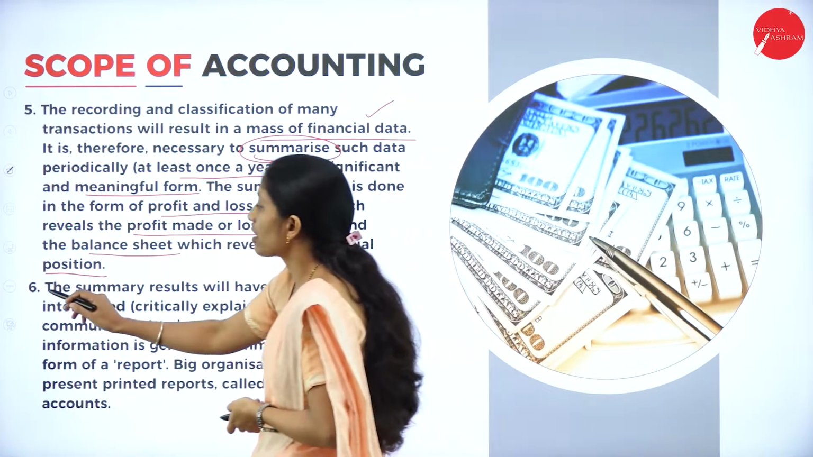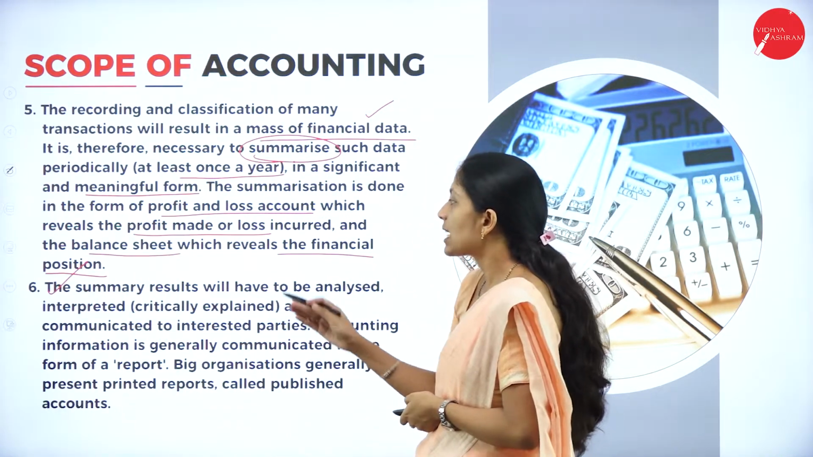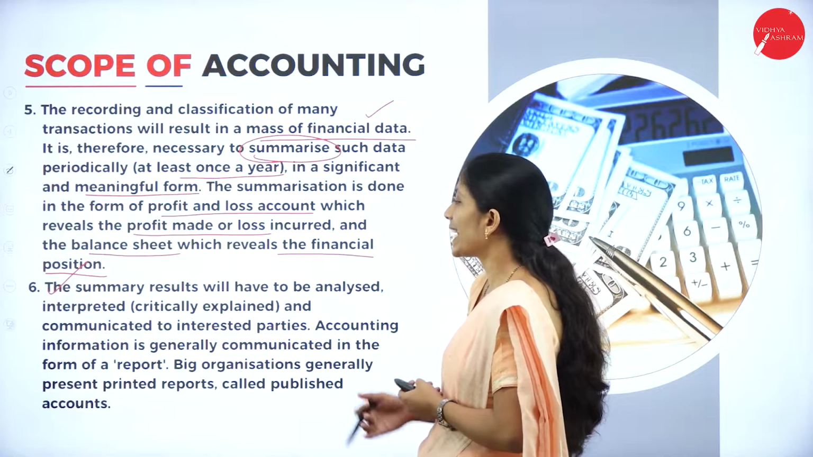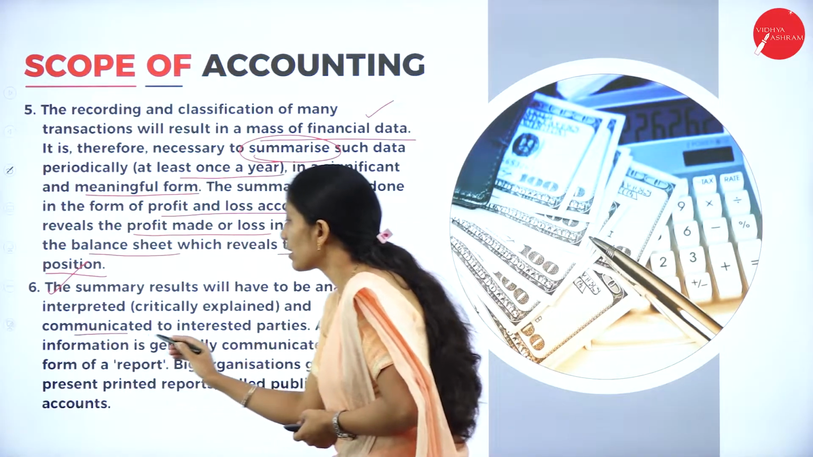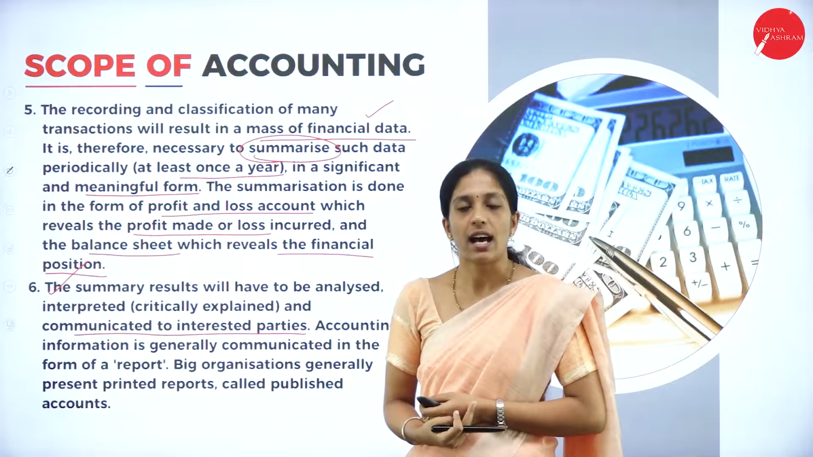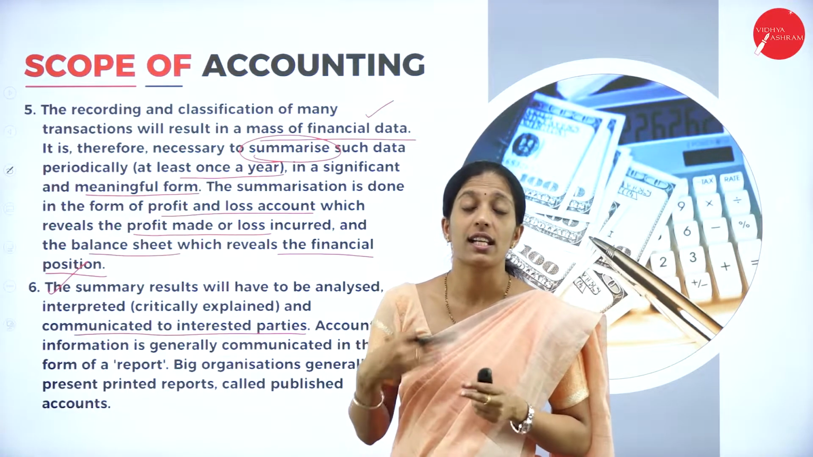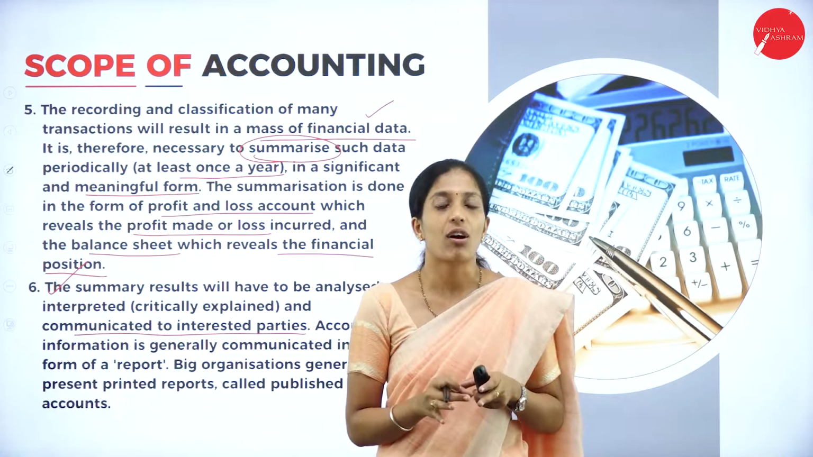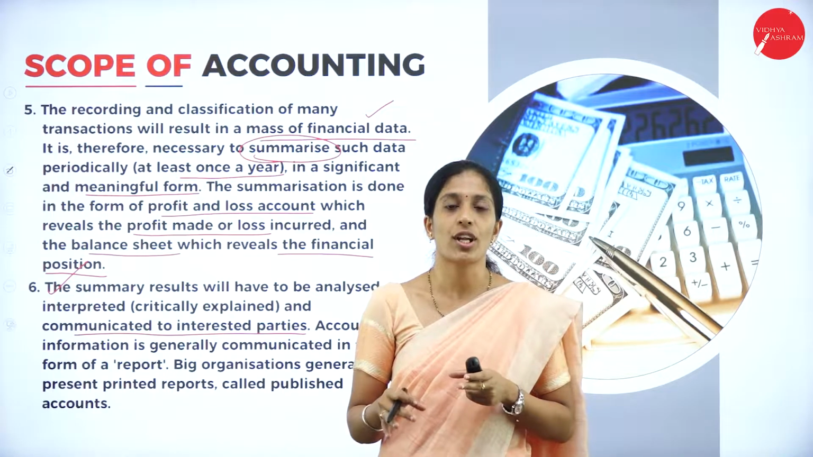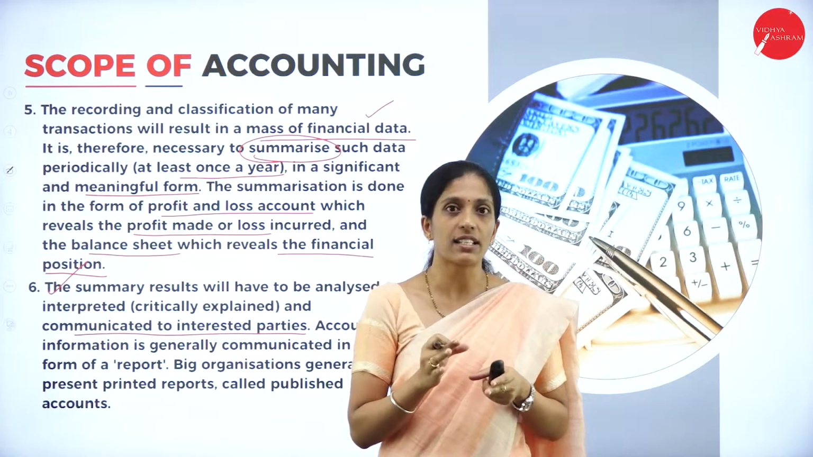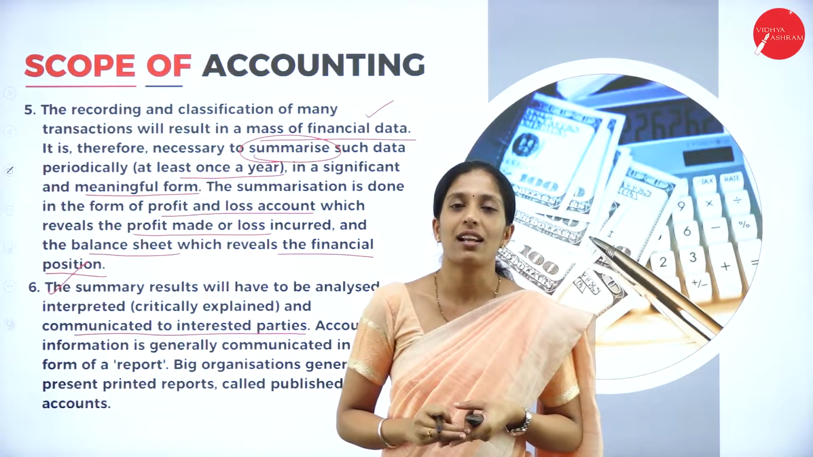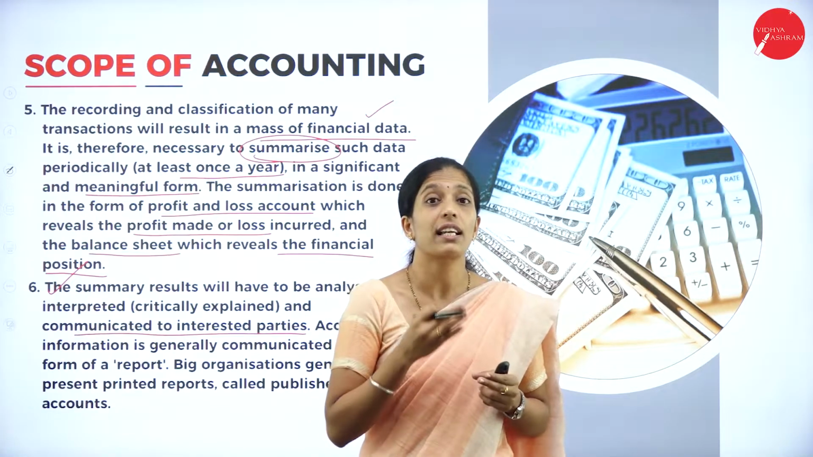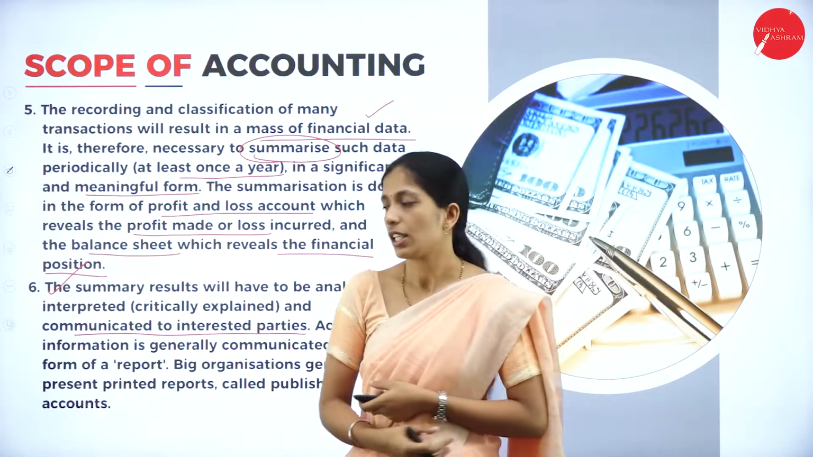Now, coming to the sixth scope of accounting, that is, the summary results will have to be analyzed and interpreted, that is, critically explained and communicated to the interested users. So, what is the last stage of accounting information? It has to be communicated to the users. If we have recorded the transactions, classified them, and presented them in an understandable manner, and we keep it by ourselves, it is a mere waste. So, what do you have to do? We have to communicate. We have to critically examine and communicate to the users.